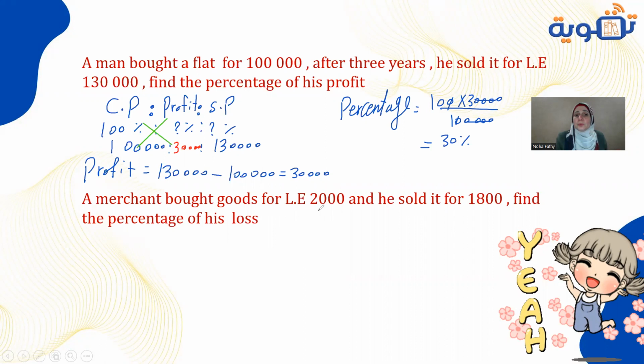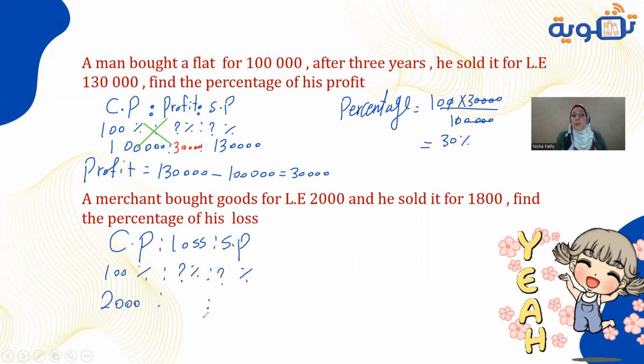A merchant bought a good for 2,000. He sold it for 1,800. Find the percentage of the loss. So sometimes we have profit, sometimes we have loss. Same concept, cost price to loss to selling price. Cost price is always 100%. I want the percentage here, and I don't know the percentage here. But he said he bought, it means this is the buying price or cost price, and this is the selling price.